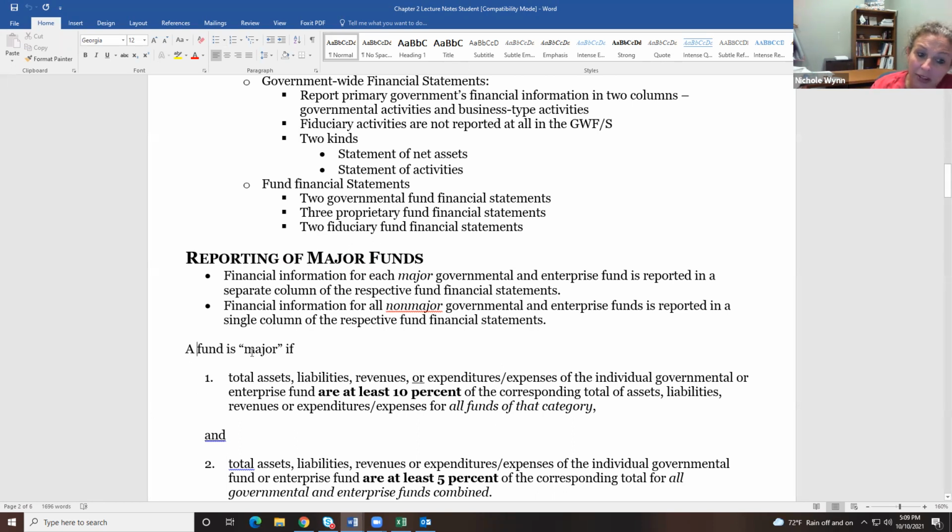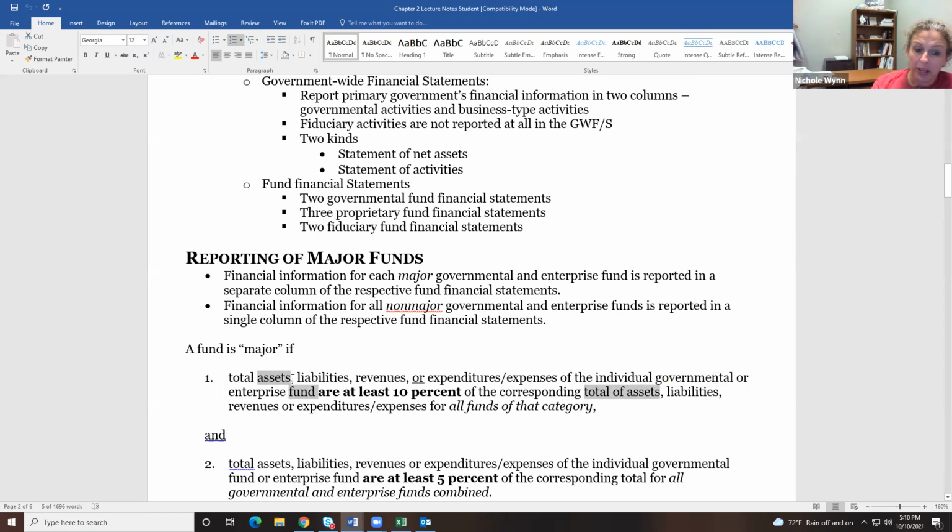So to determine if a fund is major, you look at their total assets, liabilities, revenues, or expenditures. And if any one of those is at least 10% of total assets, liabilities, or whatever, then all funds of that category will be reported as major. So what we do is we take the assets of the fund and compare it to total assets of the whole government.